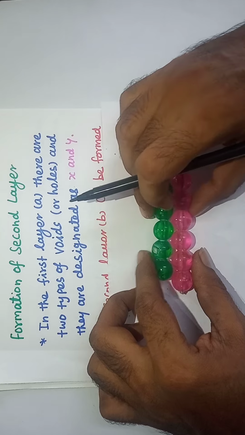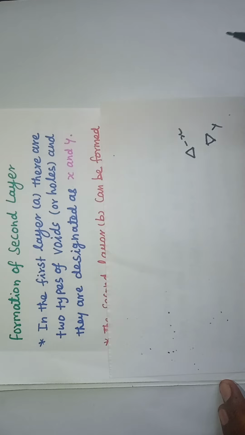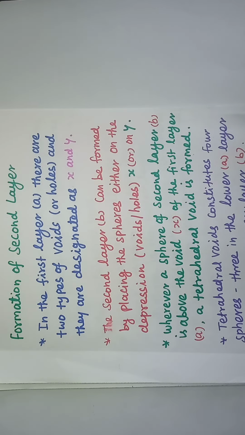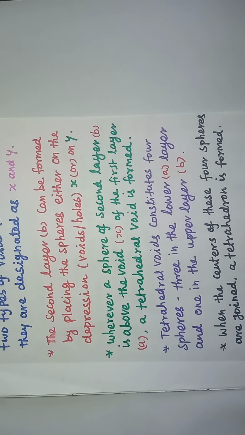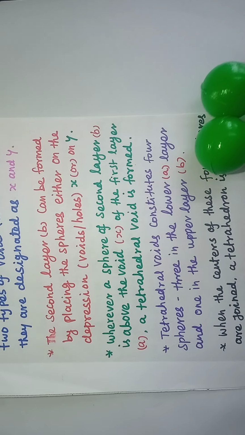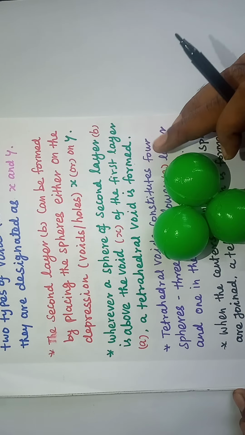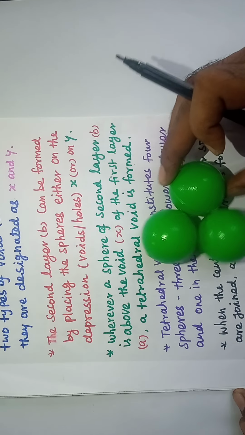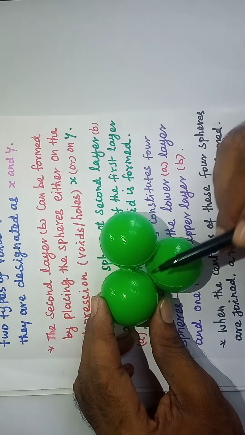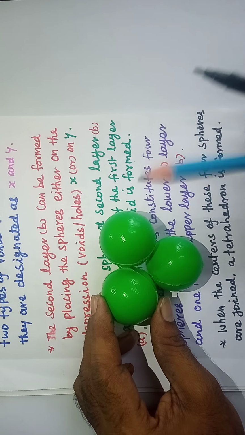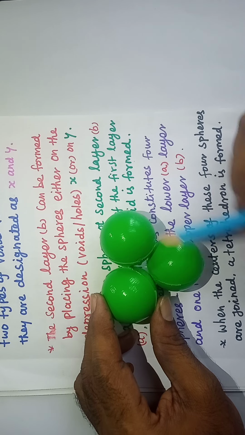During the formation of these two types of voids, tetrahedral voids and octahedral voids are formed. Here we place the spheres of the second layer over the first layer in the void X. Here you can see the apex is in the upward direction. This we designate as X. This is layer A.